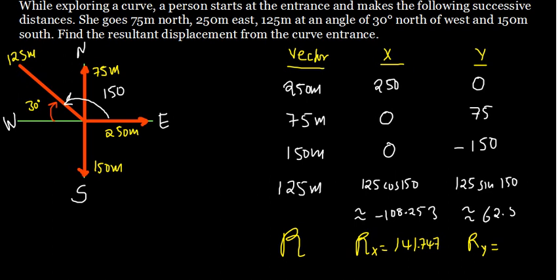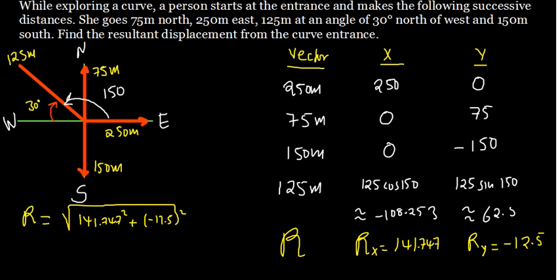Who has found that? 75 minus 150 plus 62.5 is going to give us negative 12.5. So to find the resultant itself, you get the resultant in the x, you square it, the resultant in the y, you square it, and then you square root. So it's going to be 141.747 squared plus negative 12.5 squared. Please don't forget to write that in brackets. If you don't, you will not get it right.